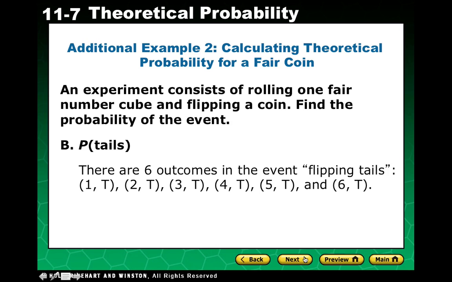So the probability of rolling or flipping tails: there are 6 possible outcomes in this event. So tails with 1, 2, 3, 4, 5, and 6.